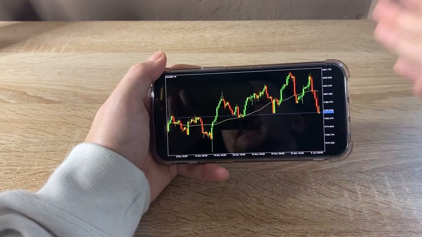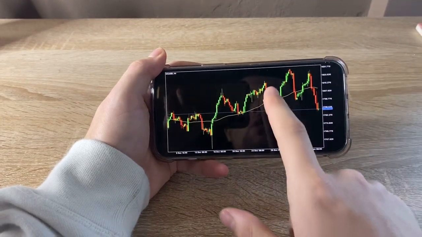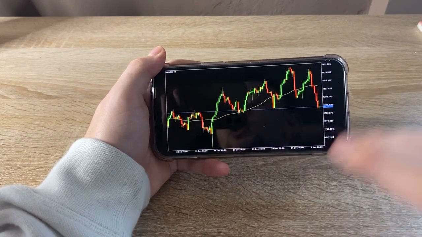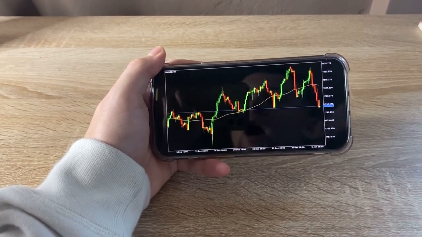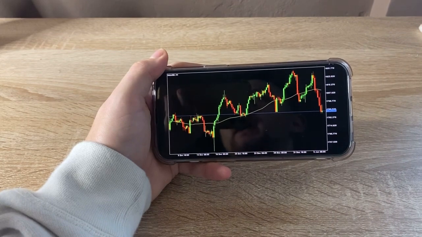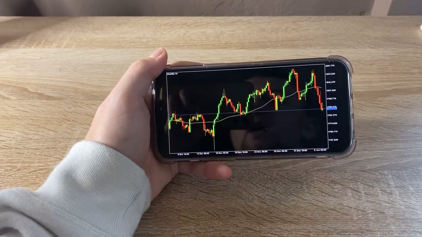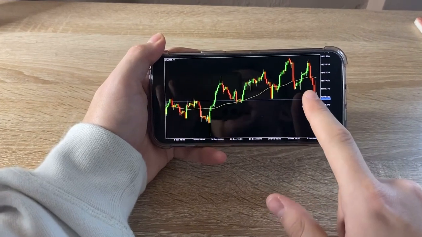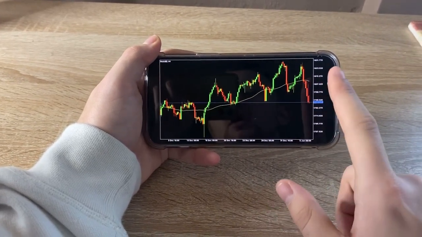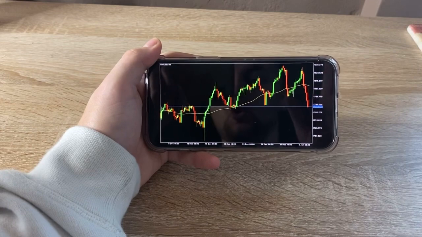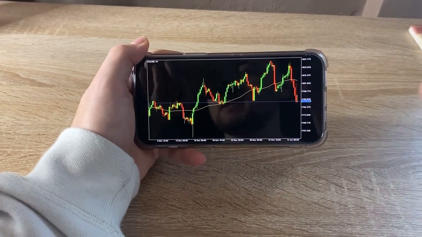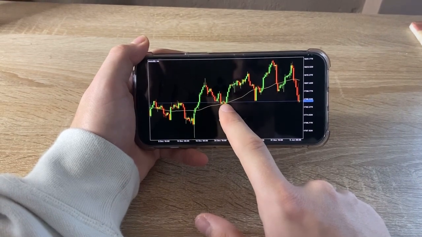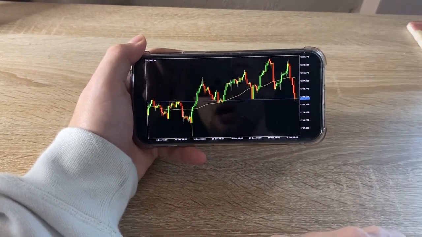Now if we're just looking at basic market structure alone, what we can see here is we've actually got a lower high. So looking at market structure again, higher highs, higher lows, we're looking to buy. Lower highs, lower lows, we're looking to sell. So what we have here is a lower high and a break below the moving average. The moving average can also be used as a dynamic support and resistance. As you can see here, it touched our 50 moving average and then rejected and pushed higher.